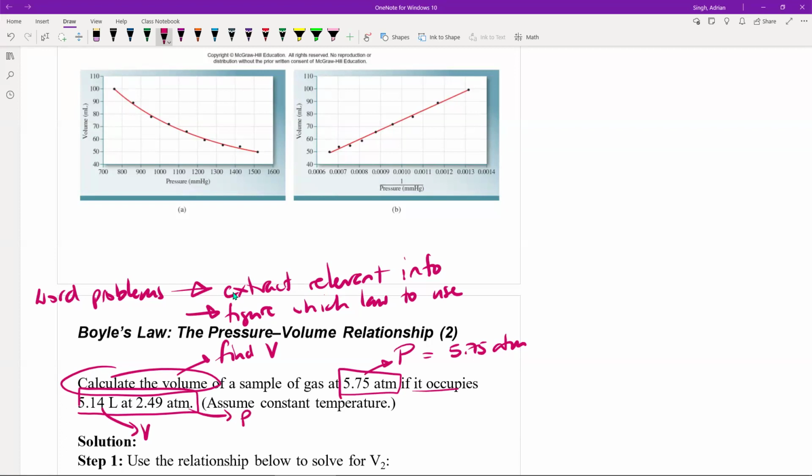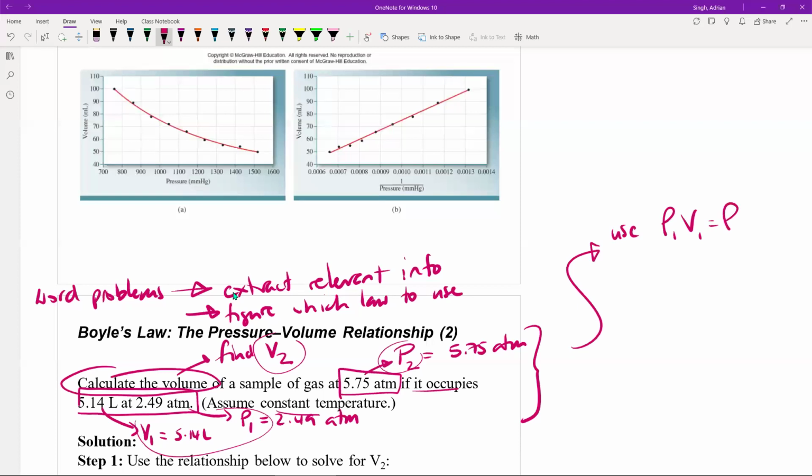Let's just assume that they are initial conditions. So that's my V1 is equal to 5.14 liters. And that would be at my initial pressure, P1, which would be 2.49 atmospheres, which then suggests, if I go back to what I listed before, the 5.75, that's going to be my P2, and that would then mean the volume that I need to calculate is my V2. So I'm relating pressure and volume in this problem. We're assuming constant temperature, so we're going to use Boyle's law, P1 V1 equals P2 V2. We need to solve this for V2, our unknown.